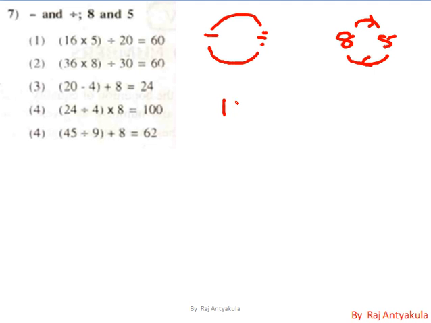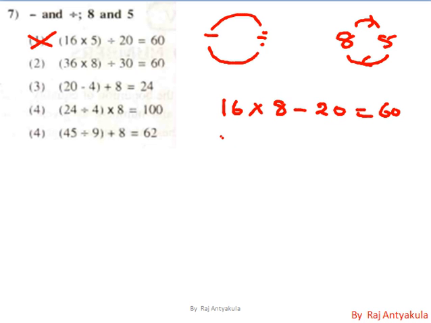So 16, there is no condition on into, but whenever 5 is there, I have to replace it with 8. Divided by means I have to replace with minus 20 is equal to 60. 16 8s are 128 minus 20, which is not equal to 60. So option 1 is ruled out.